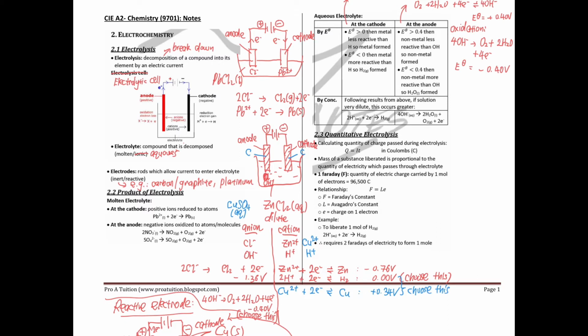Imagine that they are approaching it using a different way. Positive 1.36. Imagine before you swap, the hydroxide is positive 0.40, and chloride is positive 1.36. So the note here is talking about the situation before you swap. The E theta more than 0.4 refers to chloride, which is positive 1.36. Then the non-metal is less reactive than hydroxide.